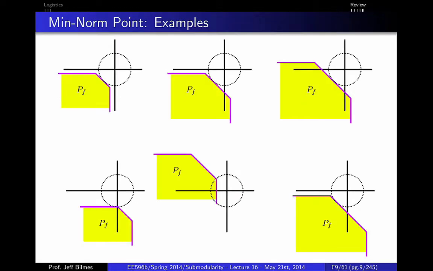And so we have some examples where these circles are contours associated with the squared 2-norm, and then each one of those yellow regions are possible polyhedra associated with the submodular function. And in any case, you get a different minimum norm point. And there's a lot of ways. There's a particular method called the Frank-Wolfe method for actually finding this minimum norm point. And I don't think we're going to have time today to go over that.